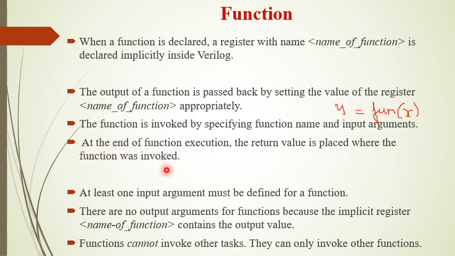So that is what it means. At least one argument must be defined for a function. I have already discussed this. There are no output arguments for functions because the implicit register contains the output value. That is what I meant. Functions cannot invoke other tasks. They can only invoke other functions. So the recursive function is an example of that. We call the same function inside the same function, so it calls itself recursively, or you can also call another function inside a function. Okay, but you cannot invoke other tasks.